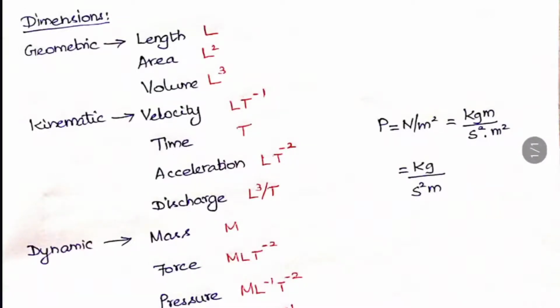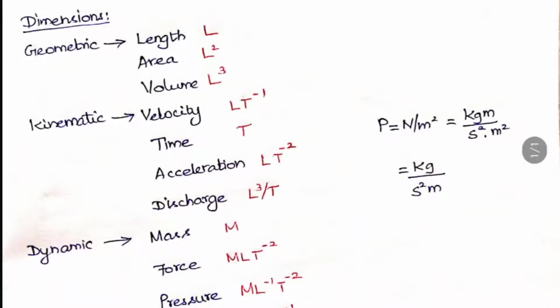So here let us see that for geometric factors, that is simple length, area and volume, it is L, L square and L cube. First remember that for mass we denote it as M, for length we denote it as L, and for time we denote it as T. So length is L, area is L square, that is meter square, and volume is L cube.